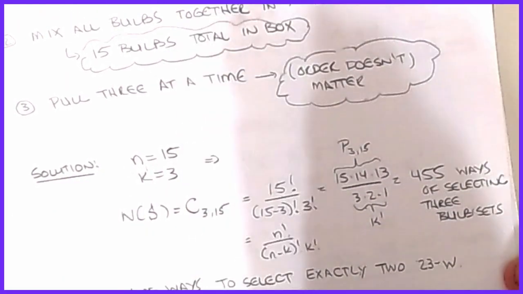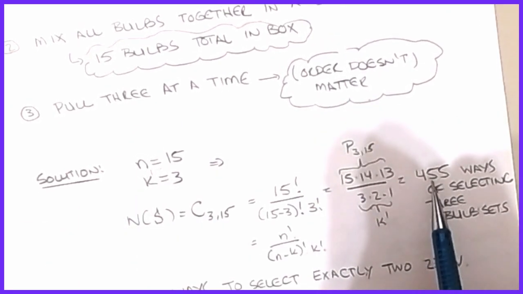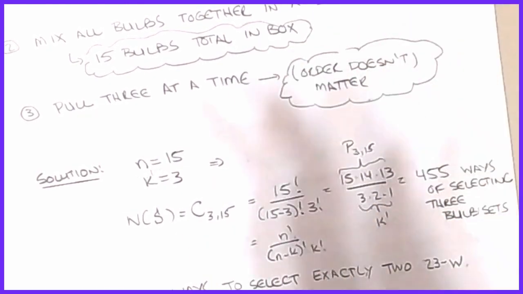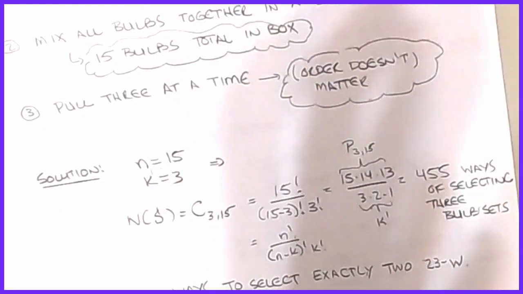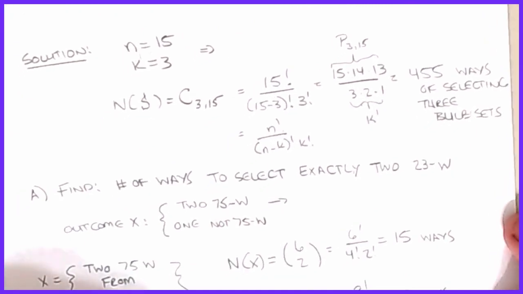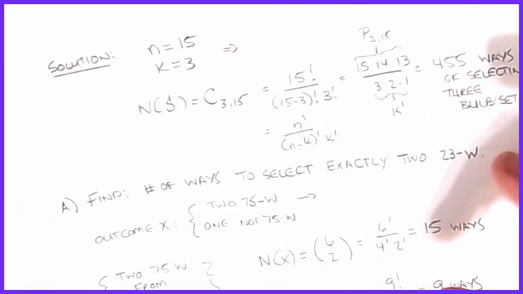ways of selecting 3 bulbs out of this set of 15. Numbers are starting to get large enough that I wouldn't want to sit there and write out every possible one, because I would probably miss one if I tried to account for them all visually. So we've got to take a leap of faith and start to trust the equations that are working for us. So we've got 455 possible sets of 3 bulbs in this particular sample space.